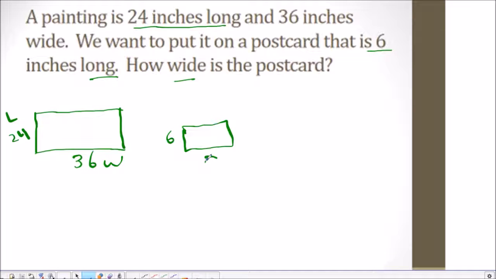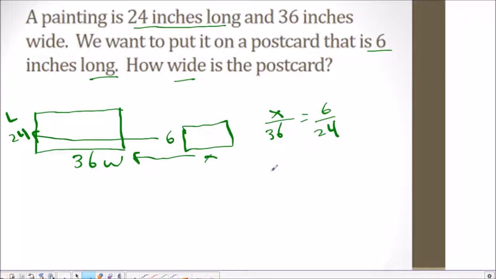So we want it to be similar, and what we're going to do is exactly what we've done in previous examples. I want to find x. I ask myself, what does x get paired with? It's in the same spot as 36. So x over 36. I started here. Remember, my arrows need to go the same direction, so I'm going to make this arrow go to the left too. 6 corresponds to 24, so I'm going to put 6 over 24.